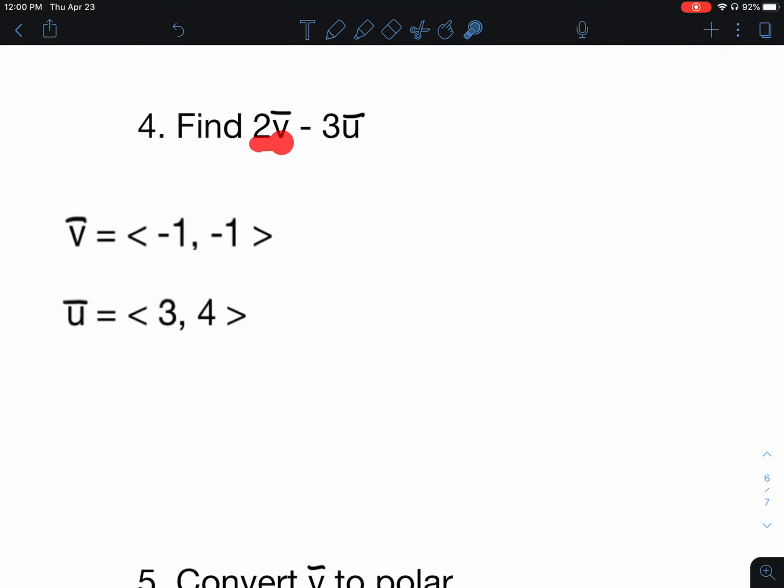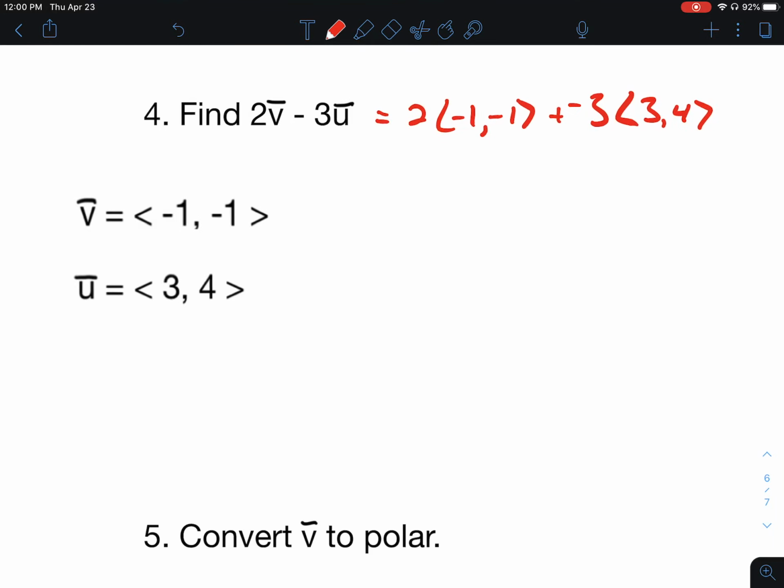Number 4, we're supposed to double the components for v. We're supposed to change the sign of the components in u and multiply it by 3. So I'm going to take 2 times vector v, and instead of a subtract, I'm going to make it a plus a -3 times vector u. You don't have to change it to a plus and negative. It just makes the most sense for me to do that. I'm going to get -2, -2, plus -9, -12.